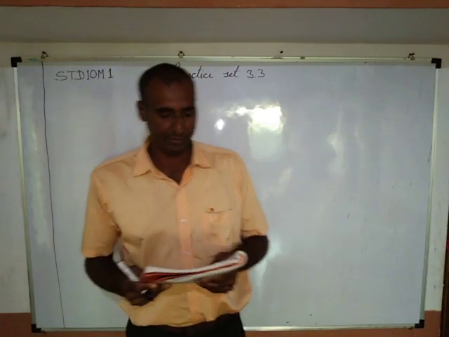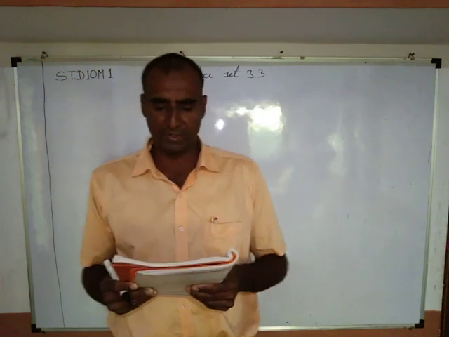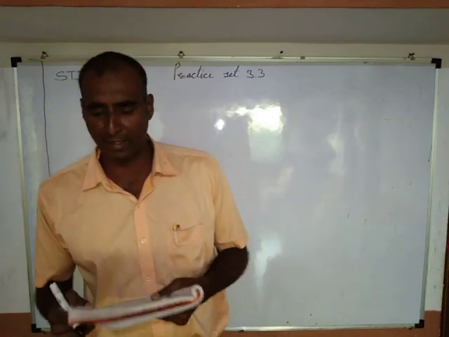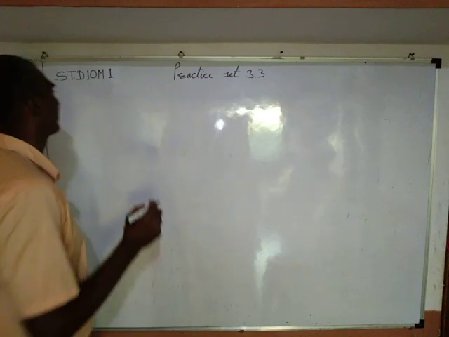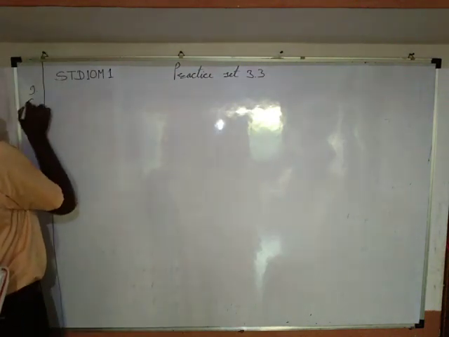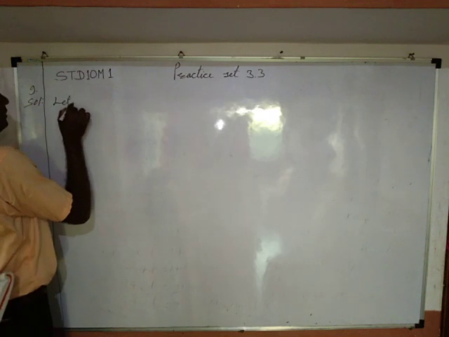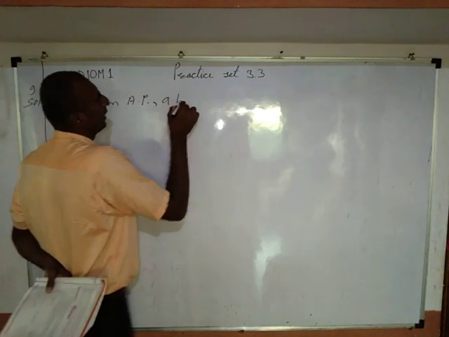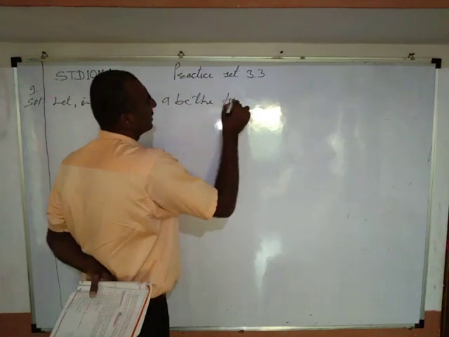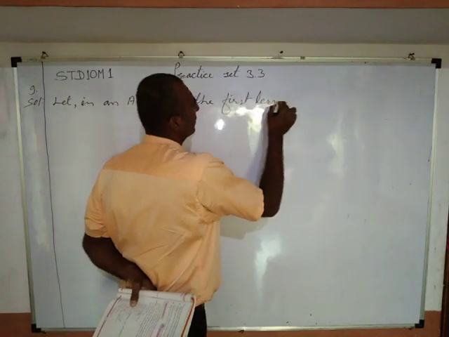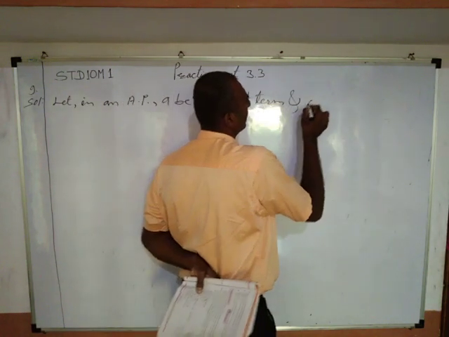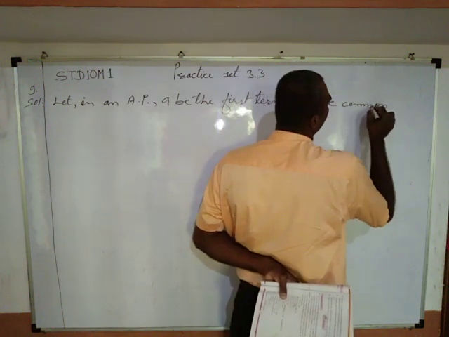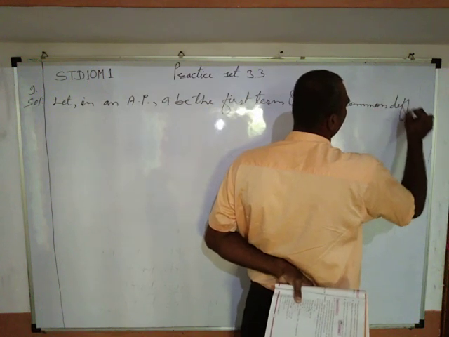Question 9th. If the 9th term of an AP is 0, then show that the 29th term is twice the 19th term. Okay? Question 9th. Solution. Let in an AP, a be the first term and d be the common difference. Okay.